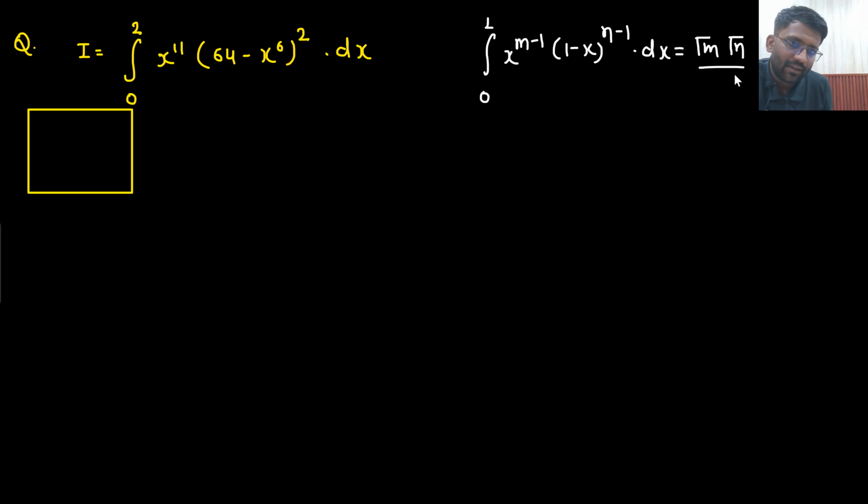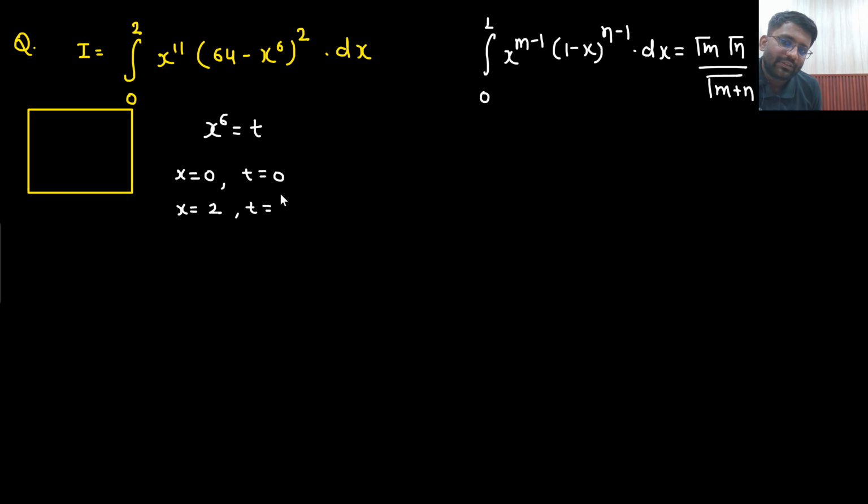Gamma n upon gamma m plus n. So what kind of form can I try to make? What do you think? The limit should be from 0 to 1. If I assume x to the power 6 as t, then if I put x equals 0, what will t be? t will also be 0. If I put x equals 2, then what will t be? t will become 2 to the power 6, which is 64.